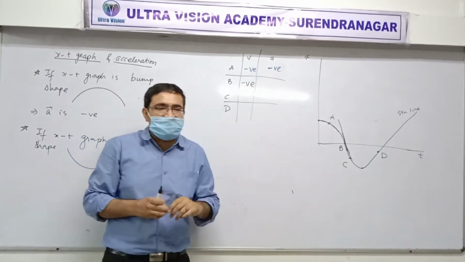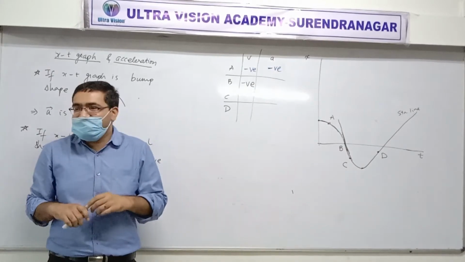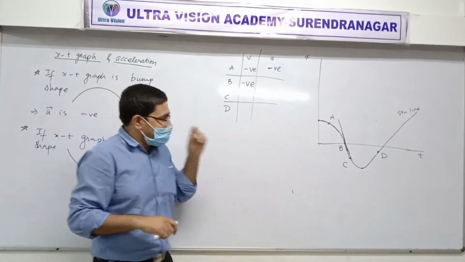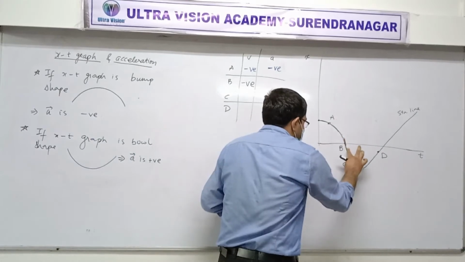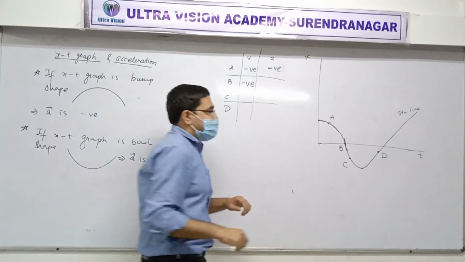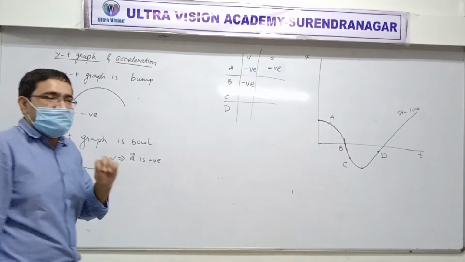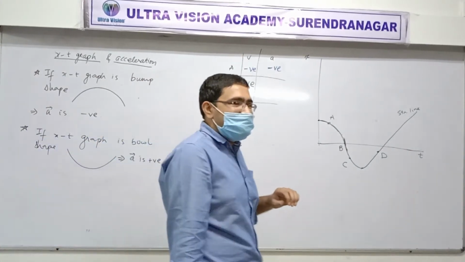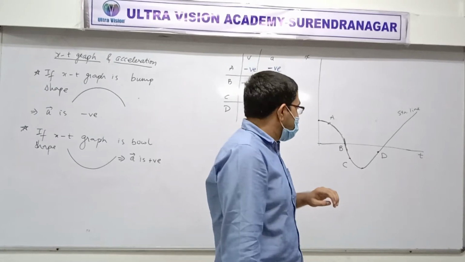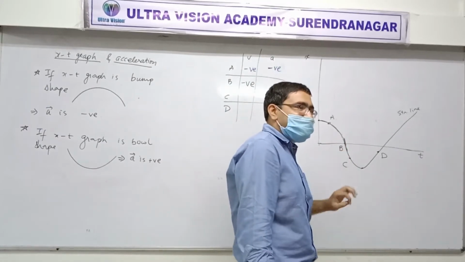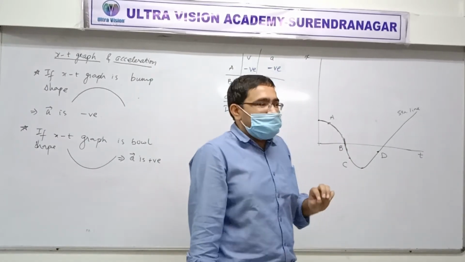Now A, acceleration at that point. At B, come on. Acceleration at B. Forget about the tangent for this one. Acceleration at B. Yes? Why? Here's the straight line at B.